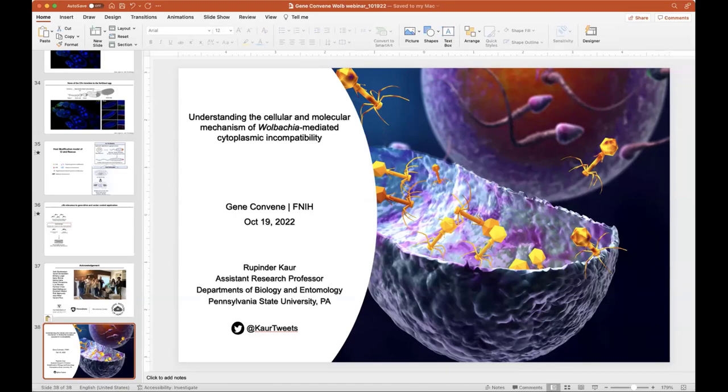Yes, it's new information in terms of WML SIFs. However, there is precedent of SIF nuclease activity in other Wolbachia strains, like WPIP or WNO. So the nuclease activity in those has already been shown. But for WML, the interesting thing is that there are nuclease domains and catalytic sites, and the known catalytic sites are absent in WML SIFs.